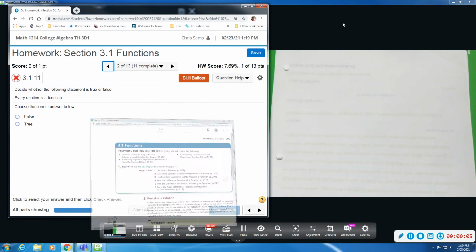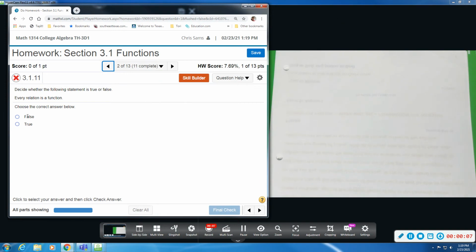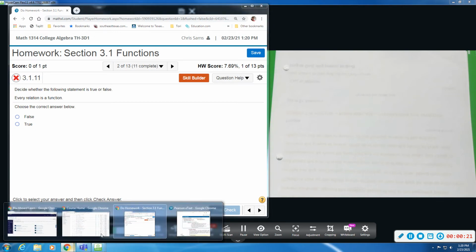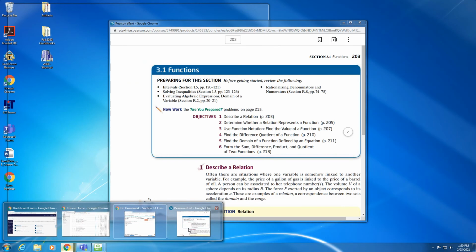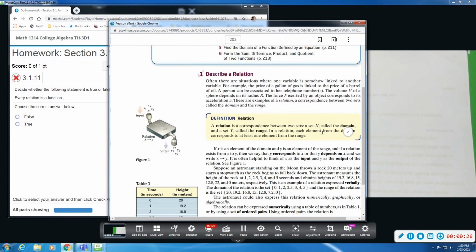Okay, so number two, this question is asking us a vocabulary term. It wants to know if every relation is a function. I have the textbook also pulled up, which you can get to from question help in the textbook. In the textbook, it shows you the formal definition of relation and function.